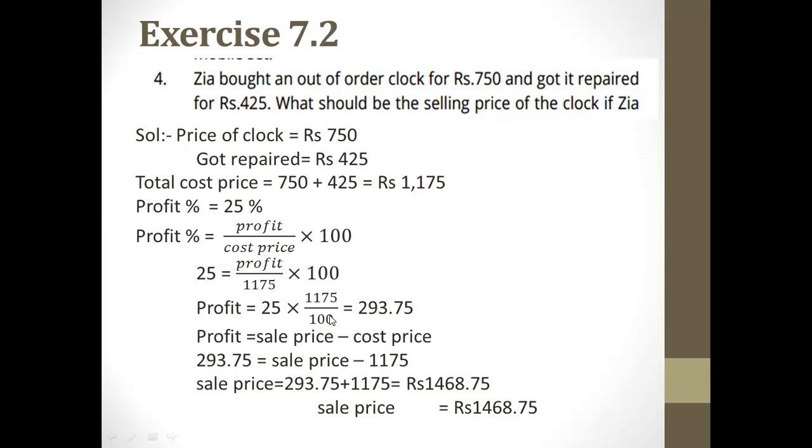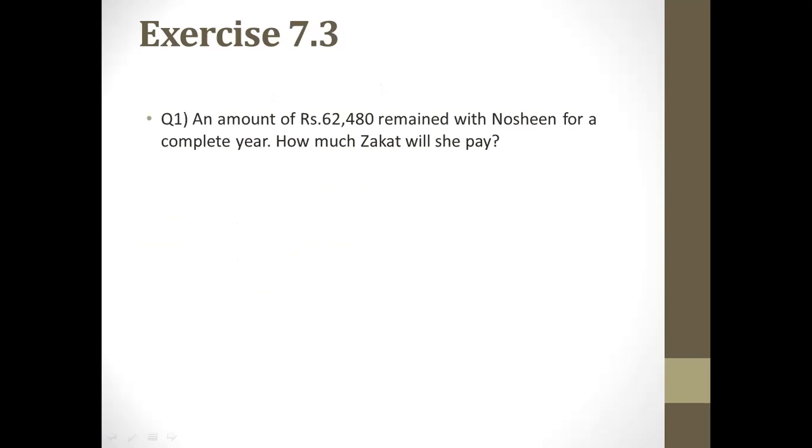So this 100 multiplied here is shifted to the other side and goes in division. 1175 divided here is shifted to the other side as multiplication. So by solving with your calculator, you will get 293.75 rupees. This is the profit. You have to find the sale price because the question is asking for the sale price. The profit formula is sale price minus cost price. So you put the profit value below profit, the sale price you don't know so you write it as it is, and cost price is 1175. This 1175 is subtracted, so you shift it to the profit side with 293.75 and it will be added. When you add, you get 1468.75.